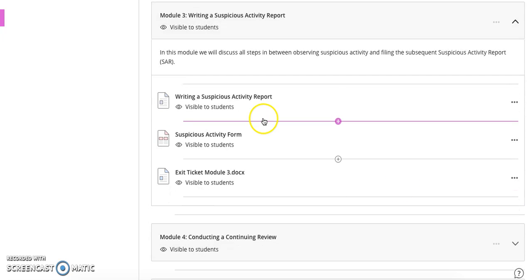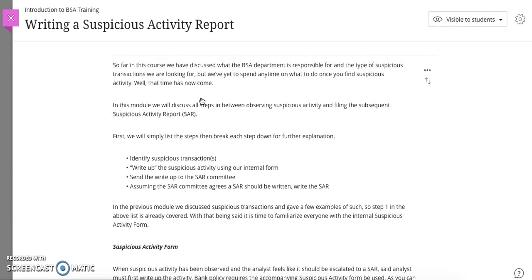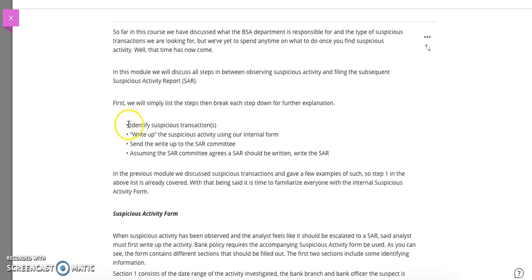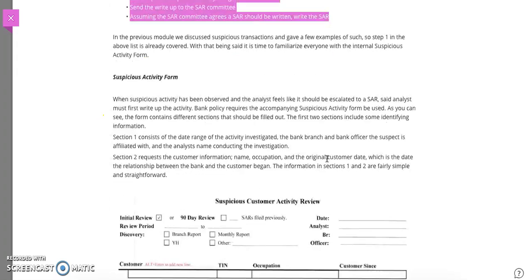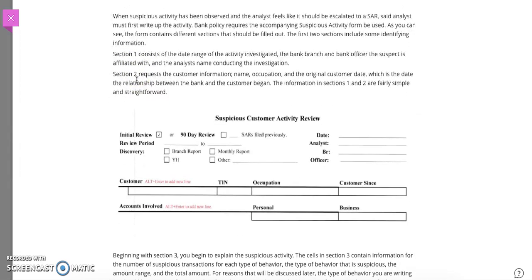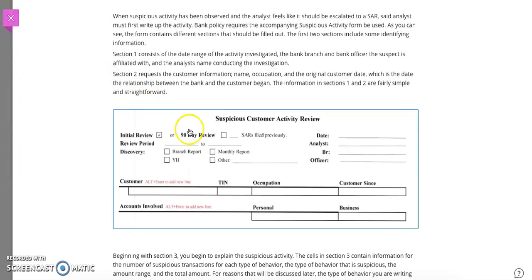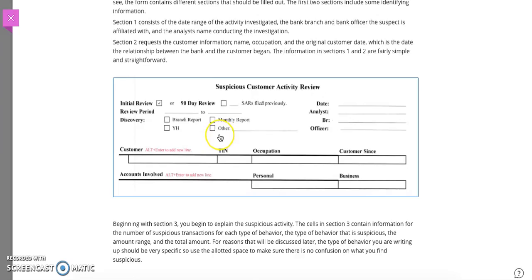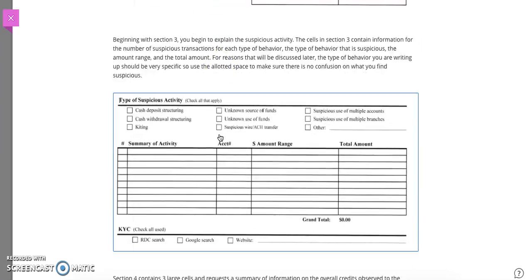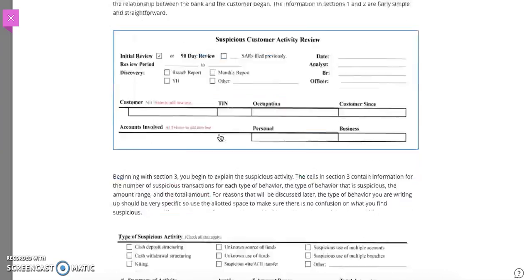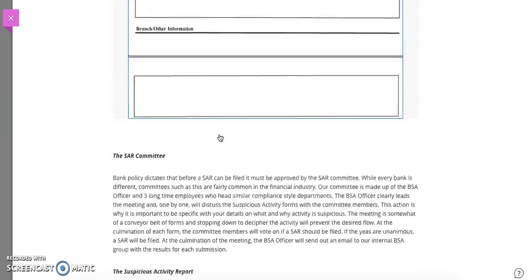Module 3 is the same. It discusses writing a suspicious activity report. I have the lesson here and simply list out the steps leading up to writing a SAR. Here's a suspicious activity form. I also provided this as a document within the module. Here's a few screenshots of it though. I try to explain each section and how you fill each one out.